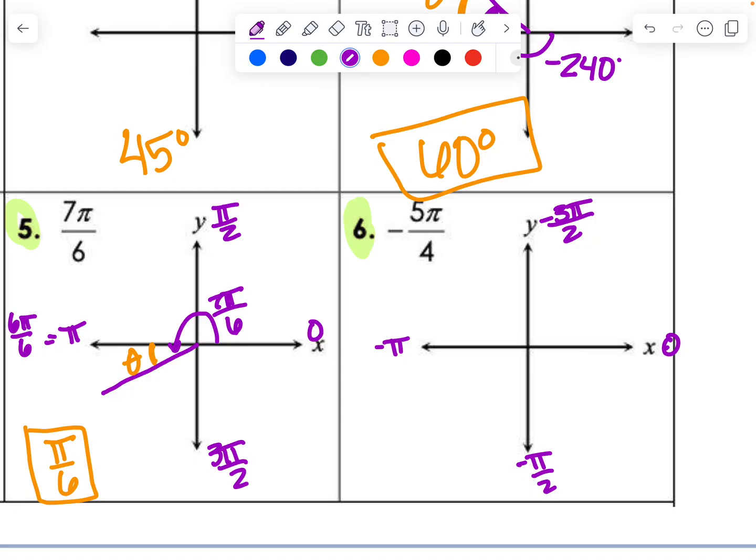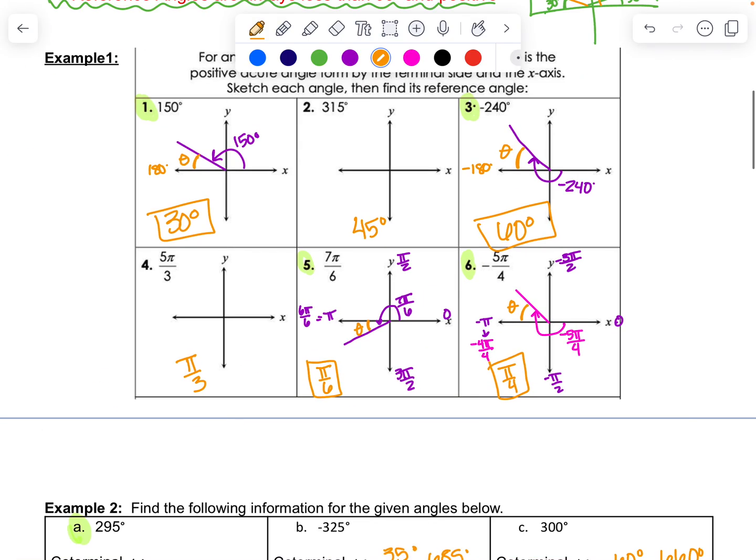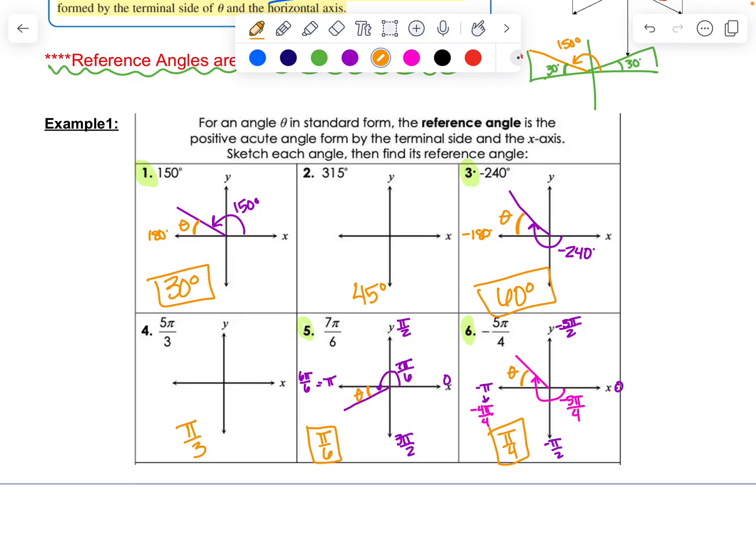Well, negative pi is the same as, I'm going to write on the other side, negative pi is the same as negative 4 pi over 4. So that means I'm going to be in the second quadrant with a rotation of negative 5 pi over 4. Again, don't care about direction, but how far am I from that closest x-axis? I am pi over 4 away. That is my reference angle.